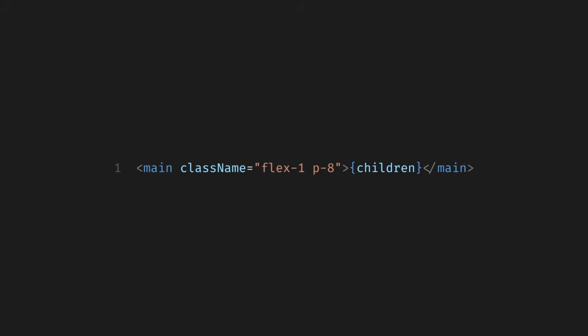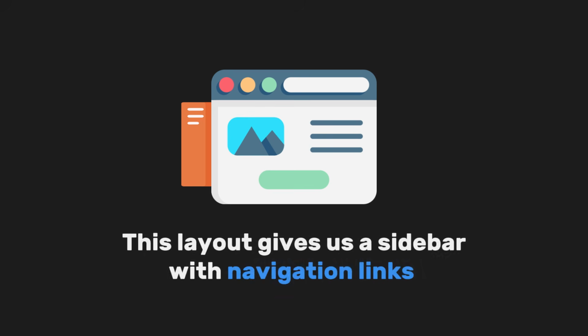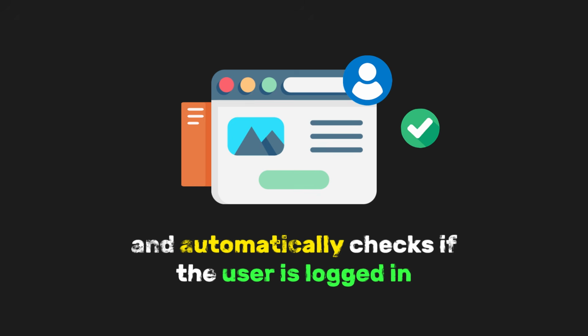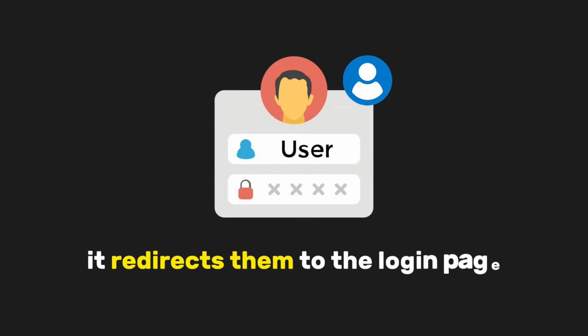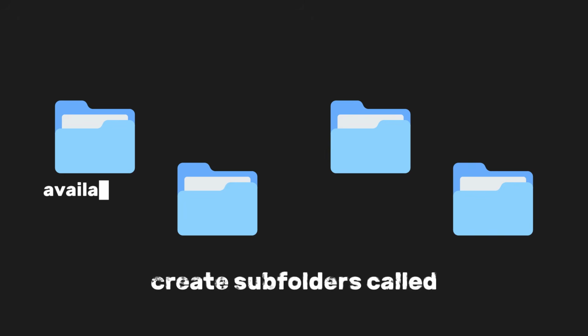This keeps the layout reusable. Any page inside this layout will automatically appear here. This layout gives us a sidebar with navigation links and automatically checks if the user is logged in. If they're not, it redirects them to the login page. Now let's create the pages. Inside the same dashboard folder, create subfolders called availability, bookings, services, and settings.